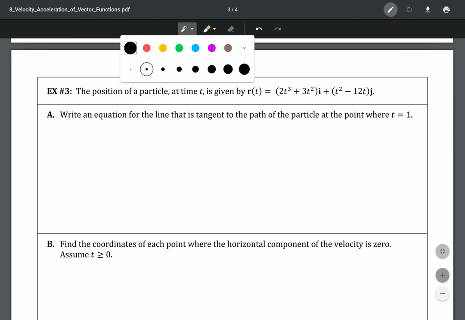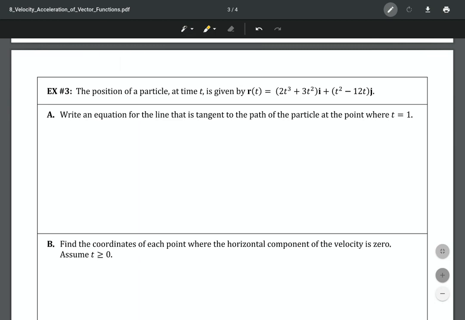First, notice that it asked me at t is equal to 1. So this is what we're going to do here. We're not going to do a lot of changes here. At t is equal to 1, I'm just going to plug in a 1 for t, which will give me this.